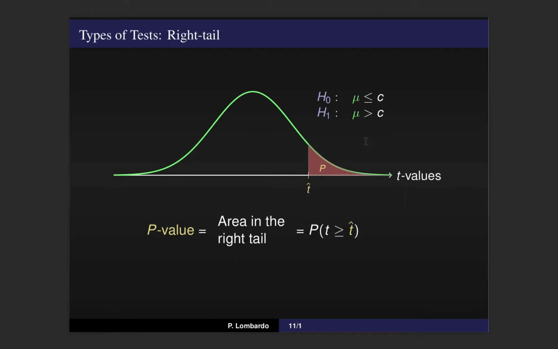Now in this case, when we go to compute our p-value, we want the likelihood that we have a test statistic or something more extreme. Since the direction of extremity is to the right, we're actually going to compute the probability that t is greater than or equal to our test statistic. So it's a little bit different.